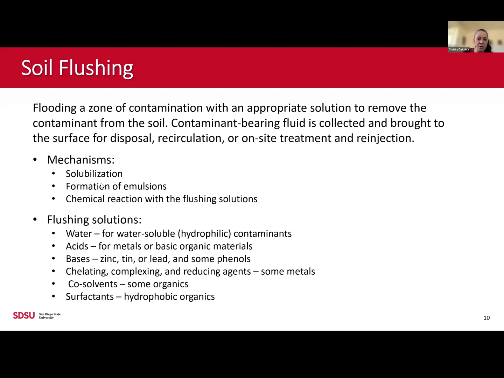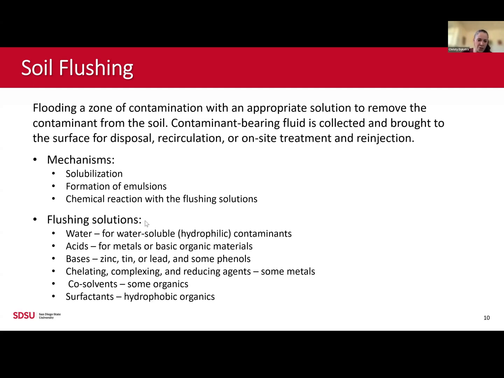So what this tries to do is solubilization of the contaminant itself, help form these emulsions. So even if it's something that is not super soluble, we might be able to put in a type of chemical, a type of liquid, that can help it become more solubilized and will grab that contaminant and bring it in the liquid phase out. And we can also pick some flushing solutions that will have chemical reactions with our contaminant to help reduce how much of it is left over at the end as well.